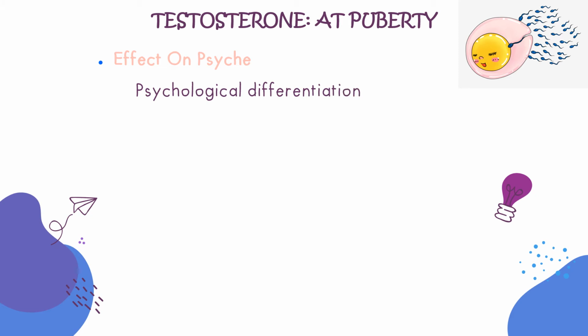Effect on the psyche, the psychological differentiation. Here there is a brief exposure of the fetal hypothalamus to the androgens. So during the early embryonic period, it causes the male pattern of sexual behavior during puberty. It occurs due to the constant secretion of pituitary gonadotropins. So this is where there comes a term called male hypothalamus. The behavioral changes occur from puberty. So the exposure to the androgen makes the difference here.